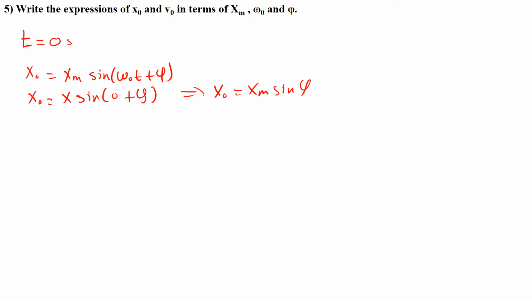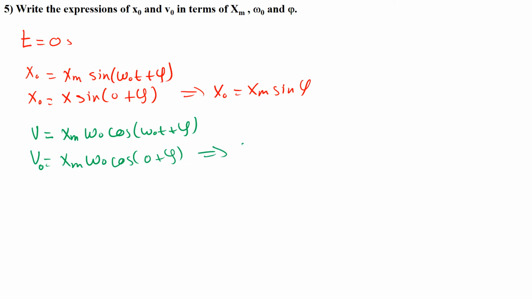Now, for v naught, we got the formula for v as xm omega naught cosine omega naught t plus phi. So at t equals 0, it will be v equals xm omega naught, this will be v0, cosine of 0 plus phi. Then we get v0 is equal to xm omega naught cosine phi.